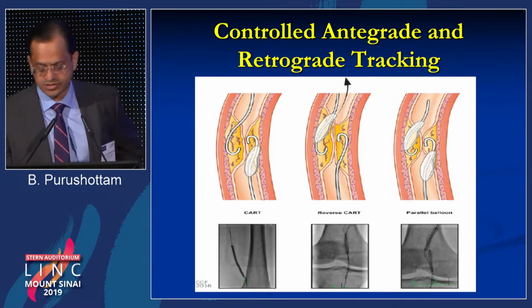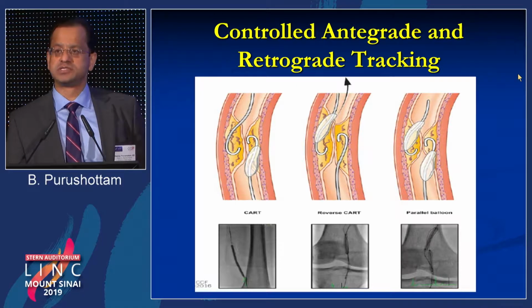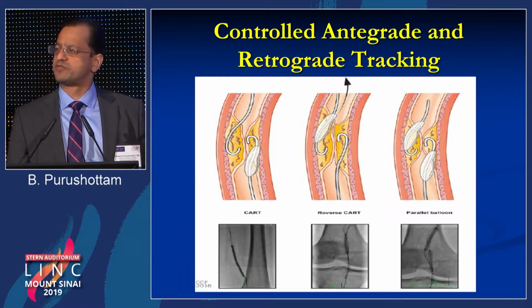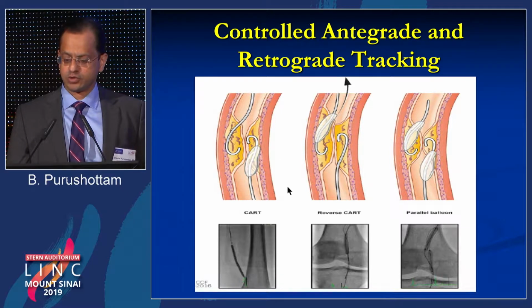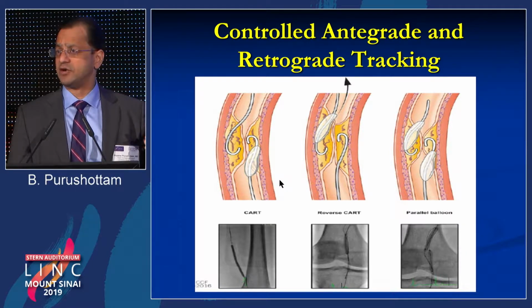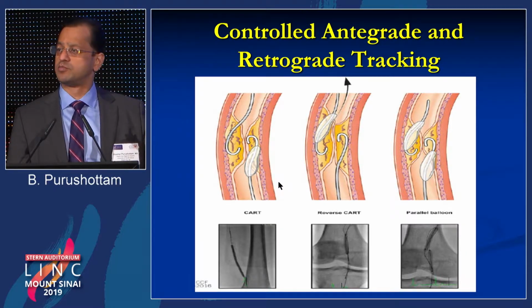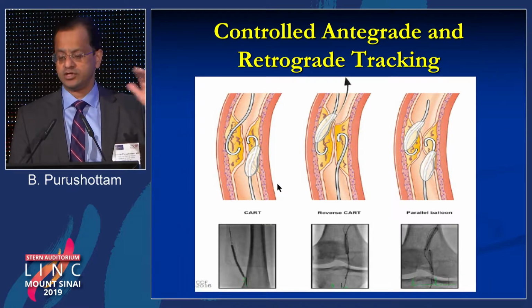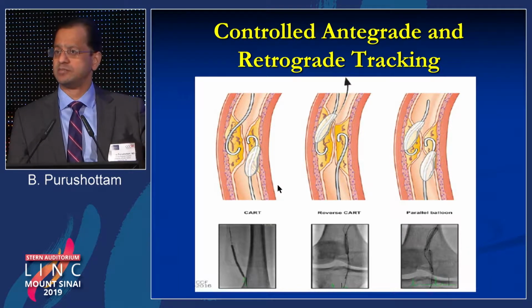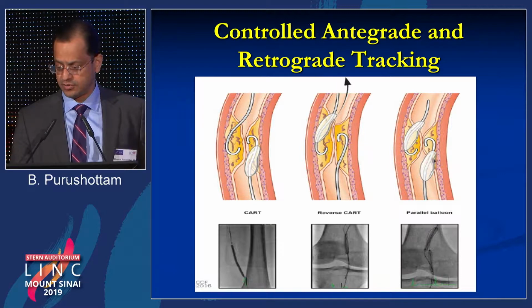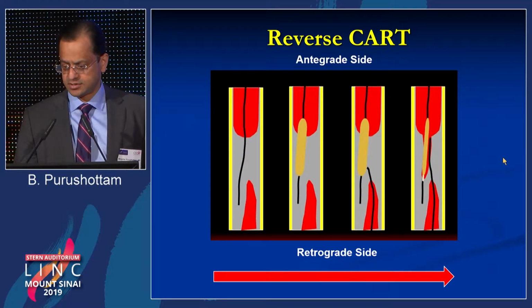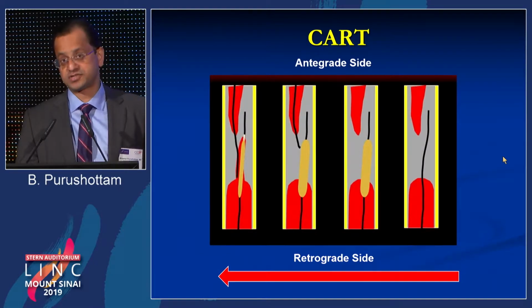So here's the CART and the reverse CART technique. Essentially, you're not able to get into the true lumen from either side. So you have a wire from the antegrade and a wire from the retrograde. You inflate a balloon down from the retrograde wire, and then you try to poke through that. That's the CART technique. The reverse CART is you have the antegrade balloon up, and you try to poke through from below. This is the same thing in a schematic picture. And again, you just flip it.